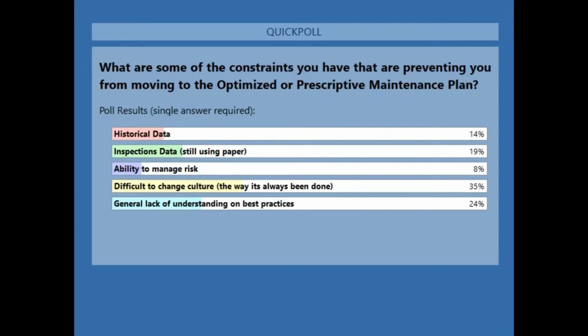Okay, the results are in. So a little bit surprising on this one, Bill, but probably not unexpected. So, difficult to change the culture. I think there's a combination here from my experience where it's a little bit of, we don't want to change what we've always done because we've been doing it this way. And any change actually introduces risk into the organization.